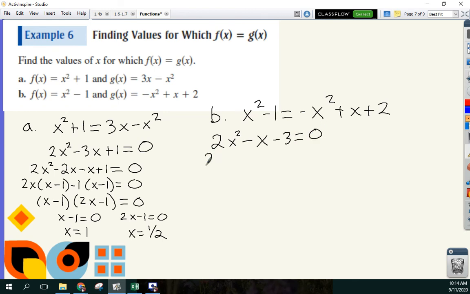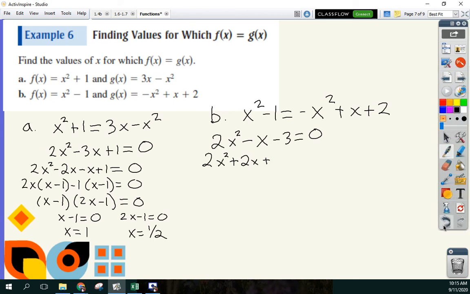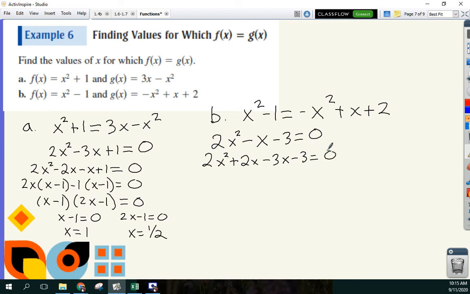So this time we're looking at 2 times negative 3 gives us a negative 6. So we're looking for two numbers that multiply together to give us negative 6, that add together to give us a negative 1. So we would have 2x, so positive 2, and a negative 3. So again, then I'm going to factor by grouping.